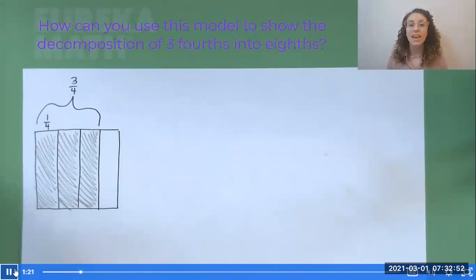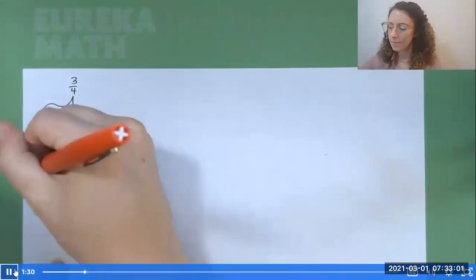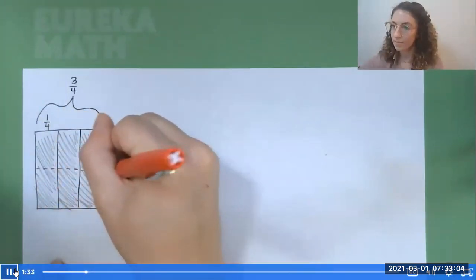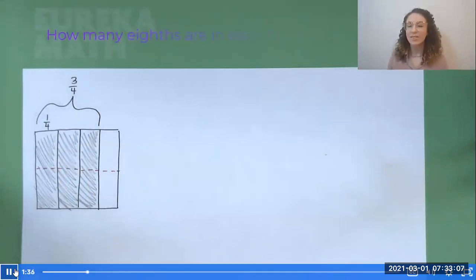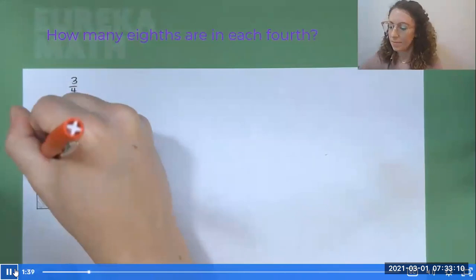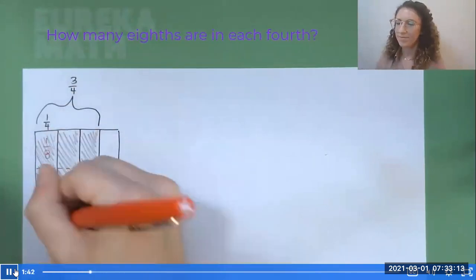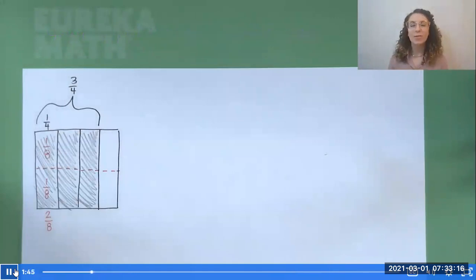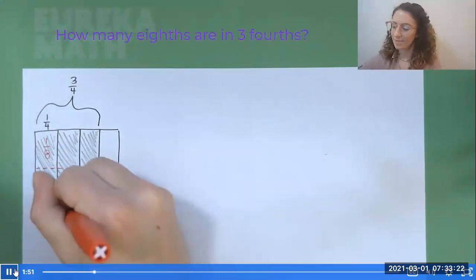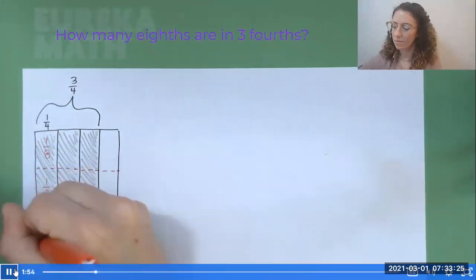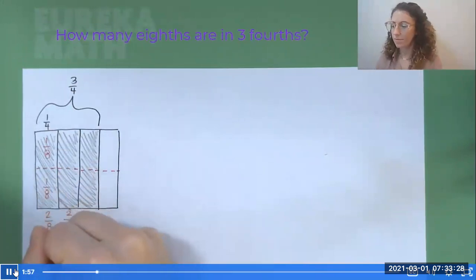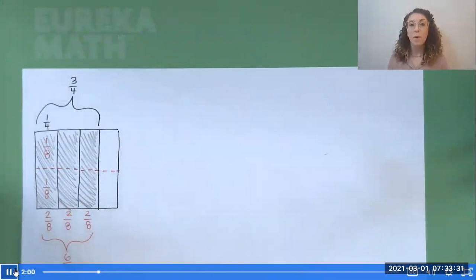We need to make 4 parts into 8. I know 2 4s make 8. We could draw a line so that each of the 4ths is split into 2 equal parts. How many 8ths are in each 4th? 2/8. Notice where we shaded 3/4. How many 8ths are shaded? 6/8. Pause here. Describe this decomposition using addition.